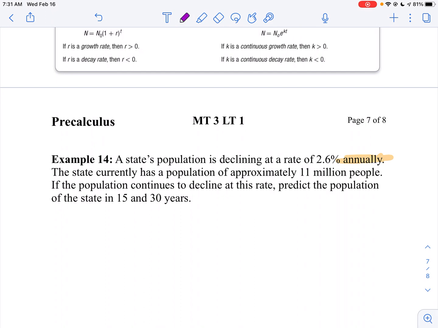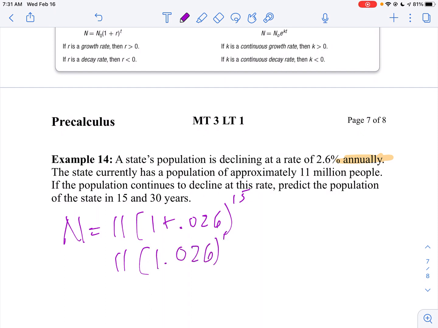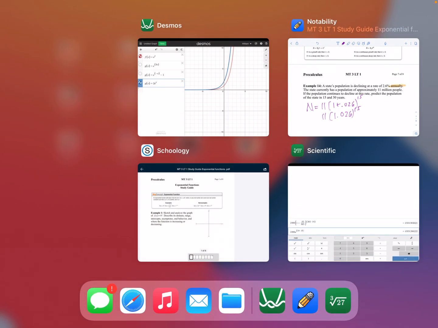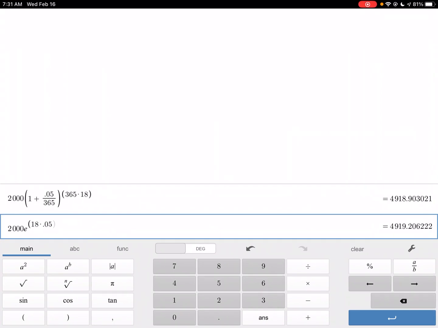So here's what we're going to do. I'm going to give my answer in millions, so I'm not going to write 6 zeros out. I'm going to start at 11 million. I'm growing at a rate of 2.6, so that'd be 1 plus 0.026, and we're going to raise that to the 15th power. In other words, it's 11 times 1.026 raised to the 15th power. And remember, our answer is in millions now.